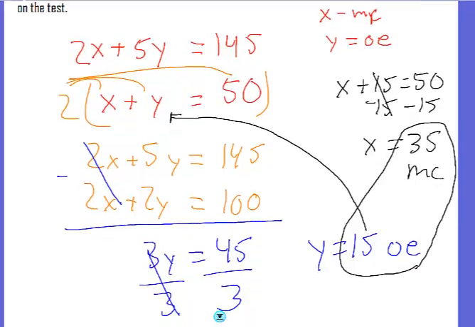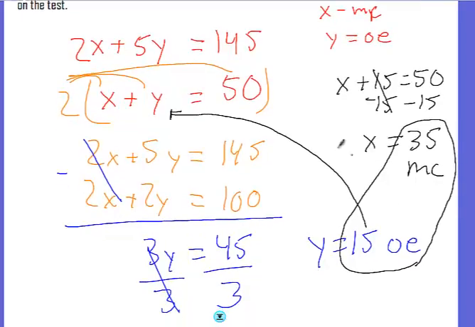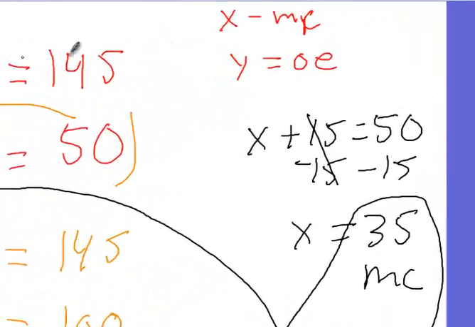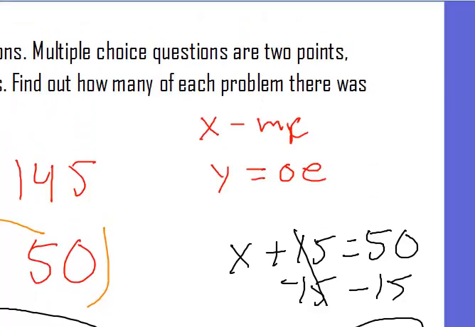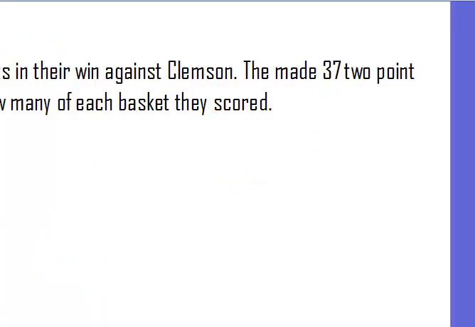Easy. Now, the one thing that we need to realize is that since the open-ended questions are worth more than the multiple choice, you're going to have more multiple choice questions on your test. So, again, that's a quick way you can check, or you could substitute 35 in for x, 15 in for y. Make sure you get the right answer. But again, solving the system was not difficult. The difficult task was setting up the equations, and that's the hardest part with word problems.